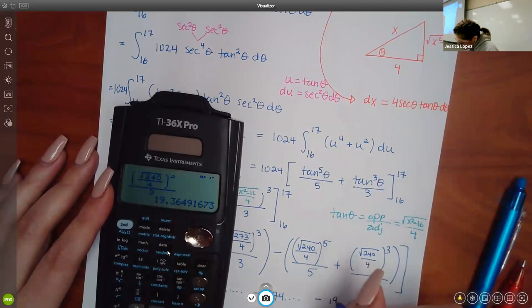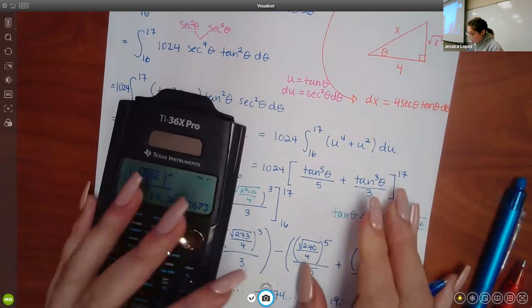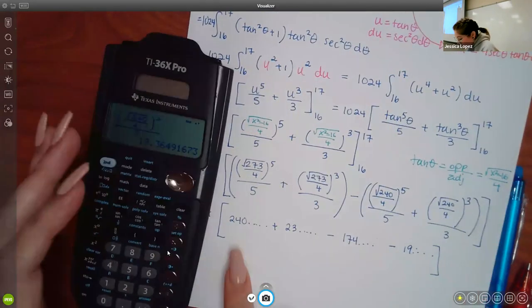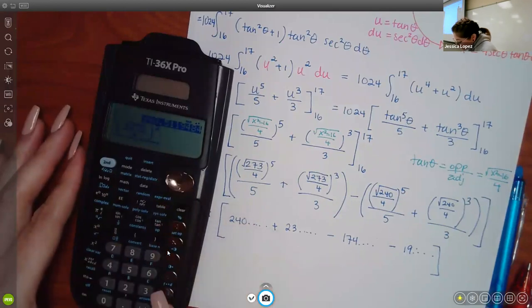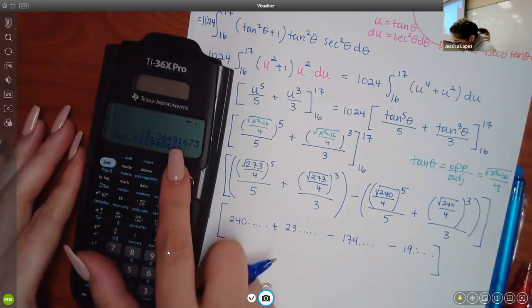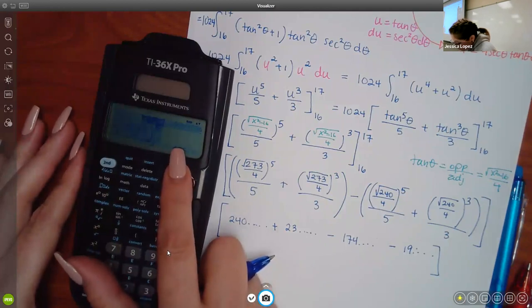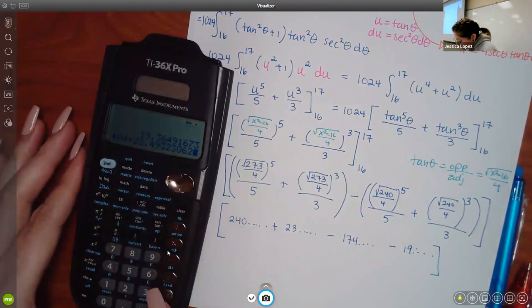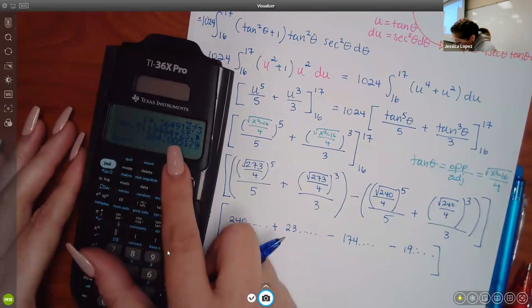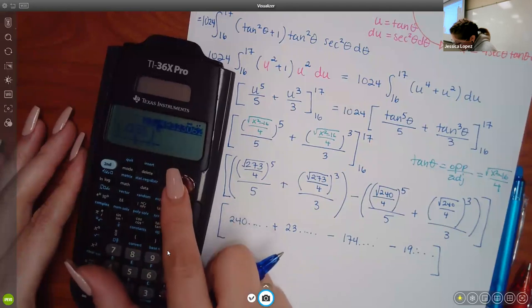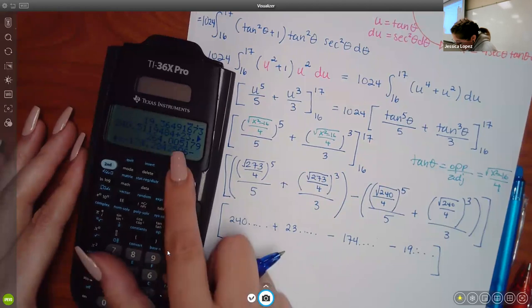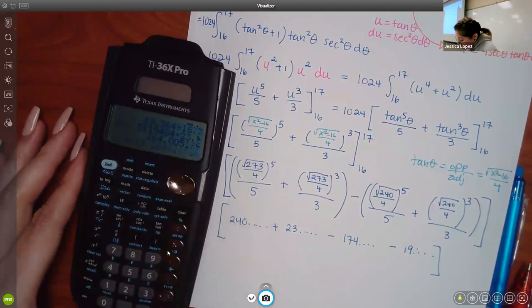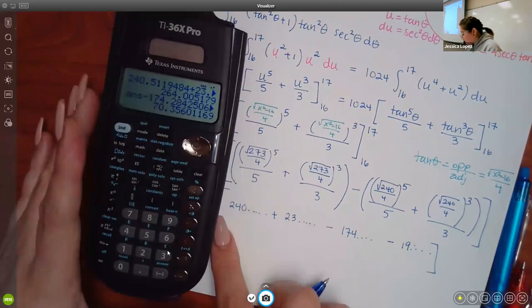They get 19 points. So here's what I'm going to do. I'm going to go all the way up till I get to this 240 number. Then I'm going to say plus, and I'm going to go up to 23. I'm hitting enter just because that's a lot of digits for the calculator. Then I'm going to hit minus. Oops, I passed the 174. And then minus the 19. Now that's what I get inside this bracket.